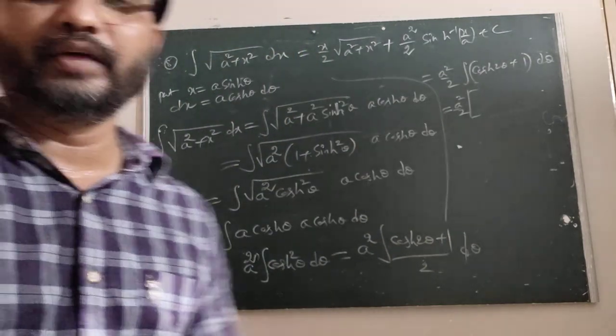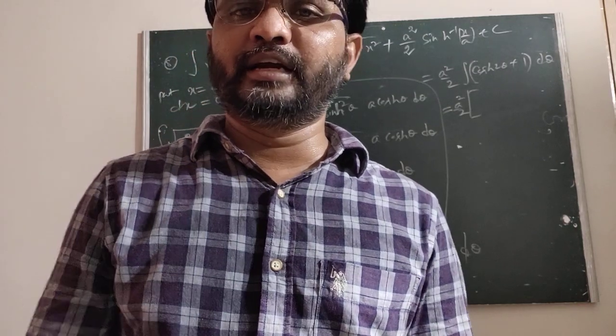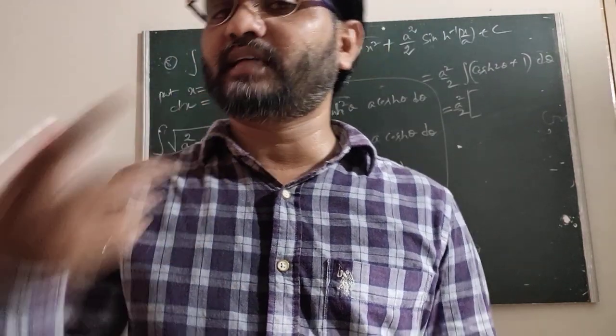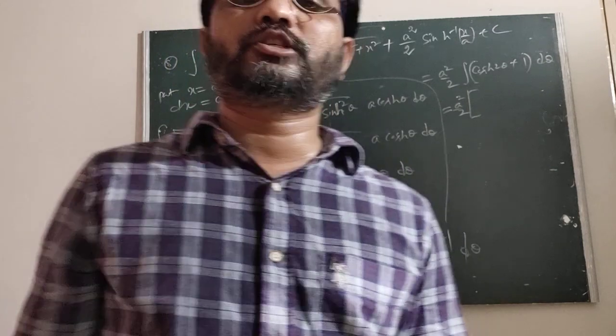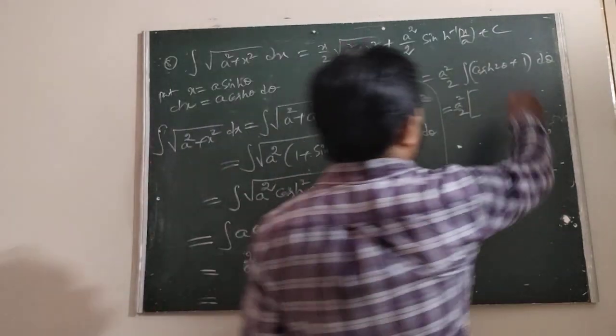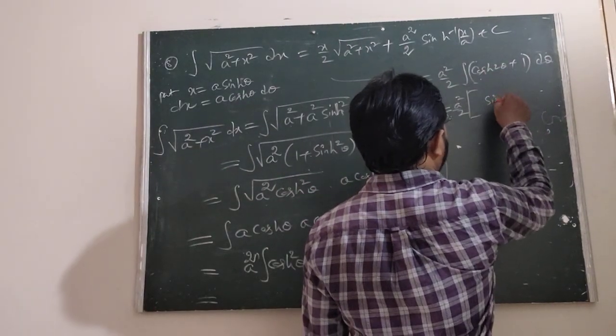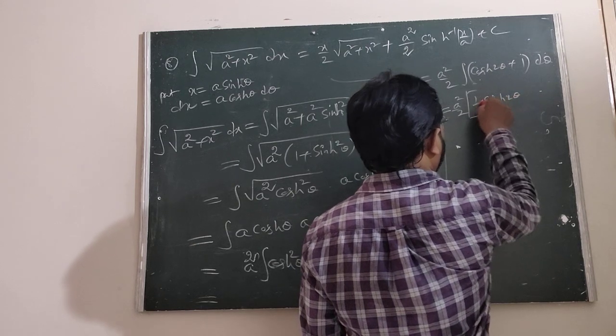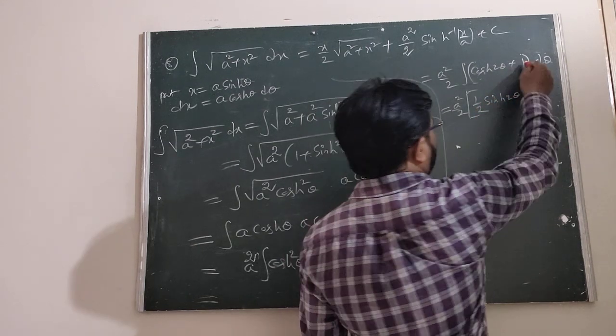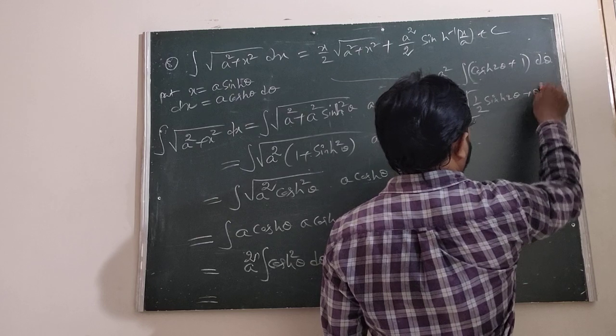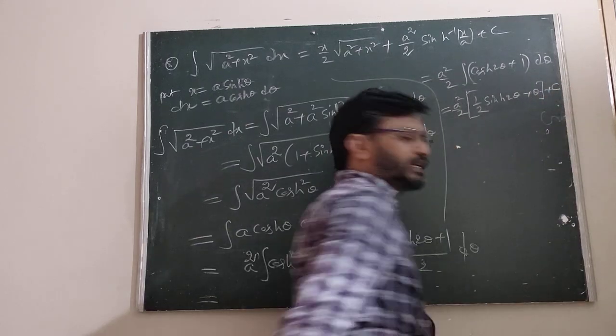The integral of cos 2 theta is sin 2 theta times 1 by 2. Here also the integral of cos h 2 theta is sin h of 2 theta into 1 by 2. The integral of 1 into d theta is theta, and the integral constant is c.